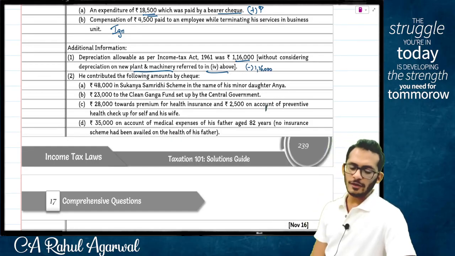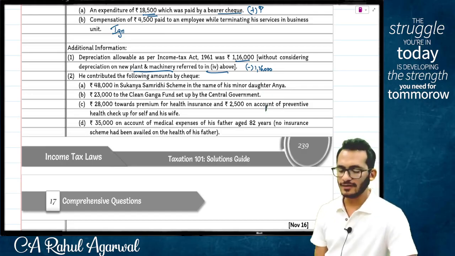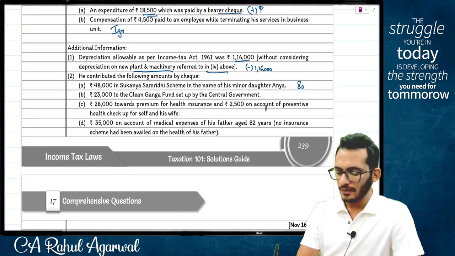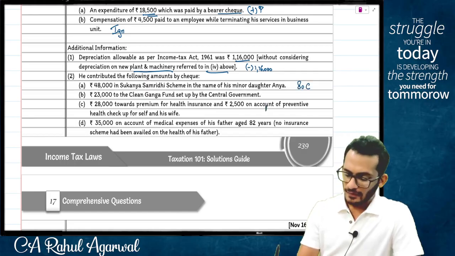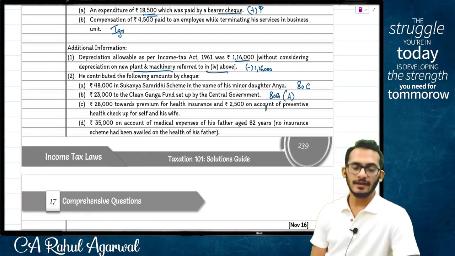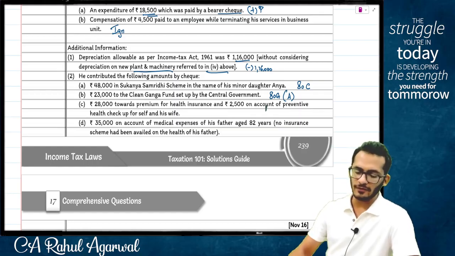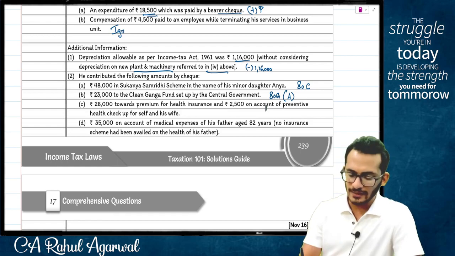He has contributed the following amounts by cheque. 48,000 in Sukanya Samriddhi scheme, 80C. 23,000 to Clean Ganga Fund by central government, 80G, Category A. 28,000 towards premium for health insurance and 2,500 for preventive health checkup for self and wife, 80D.